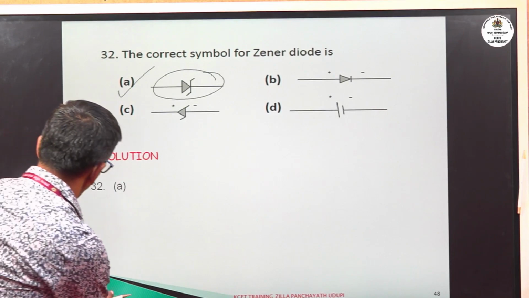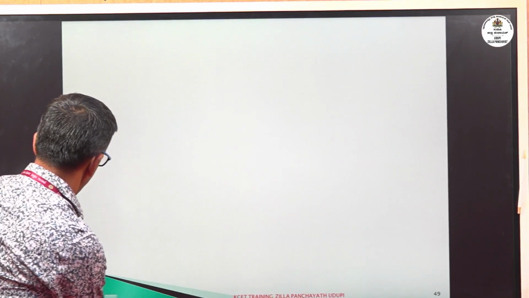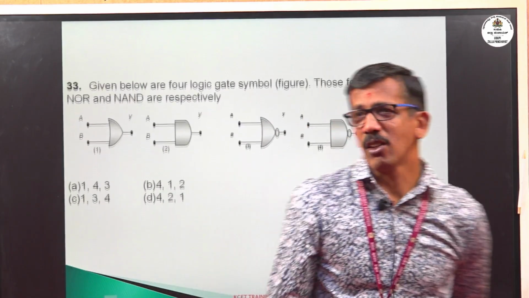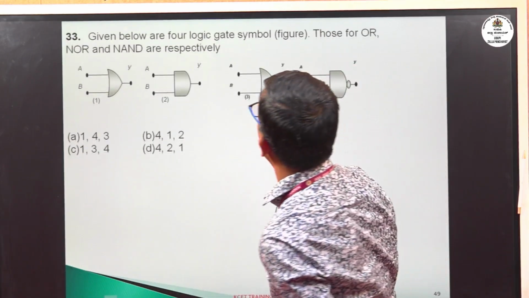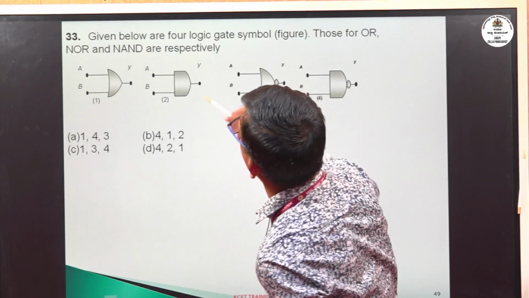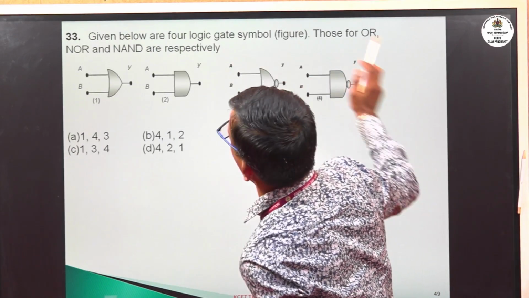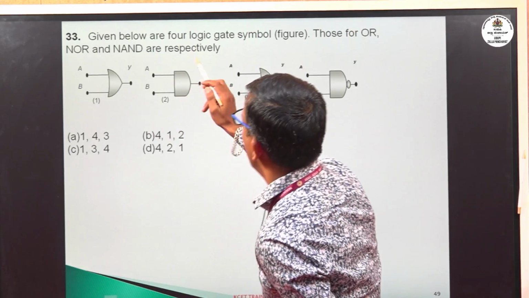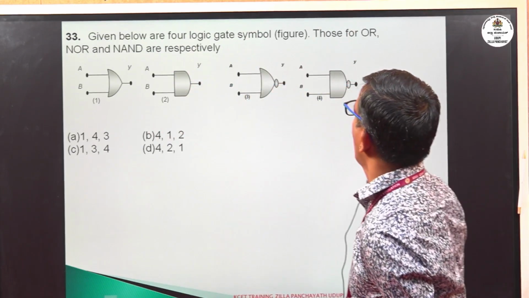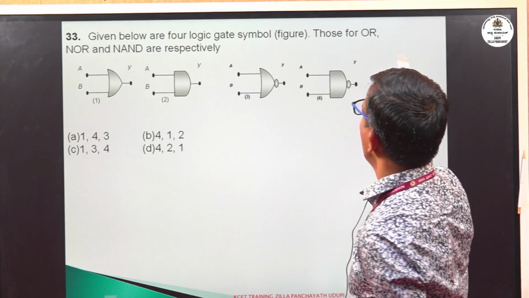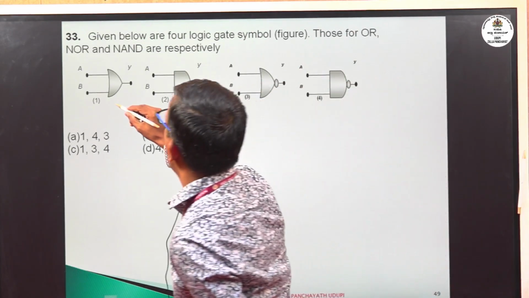Now we move on to question number 33. This question is also based on the symbols only. The logic gate symbols for OR, NOR and NAND respectively. OR, NOR and NAND. See here, by seeing this we can make out it is an OR gate.